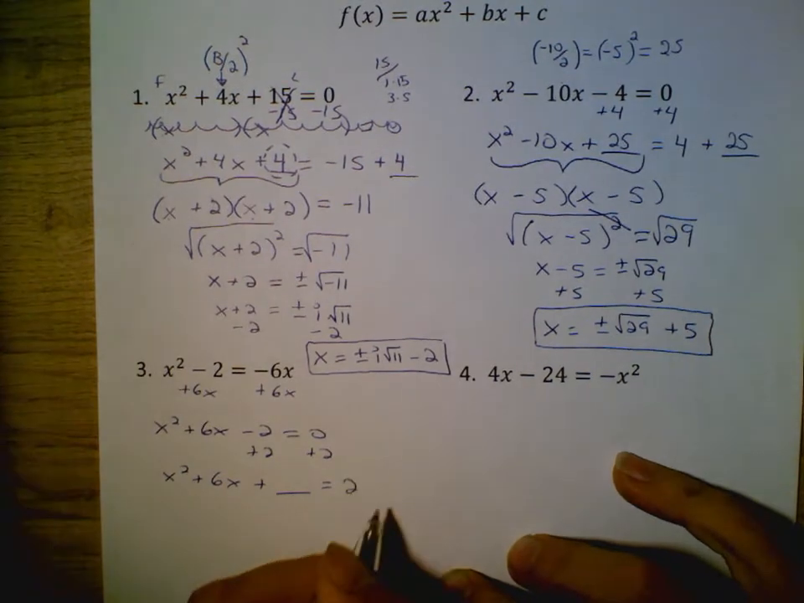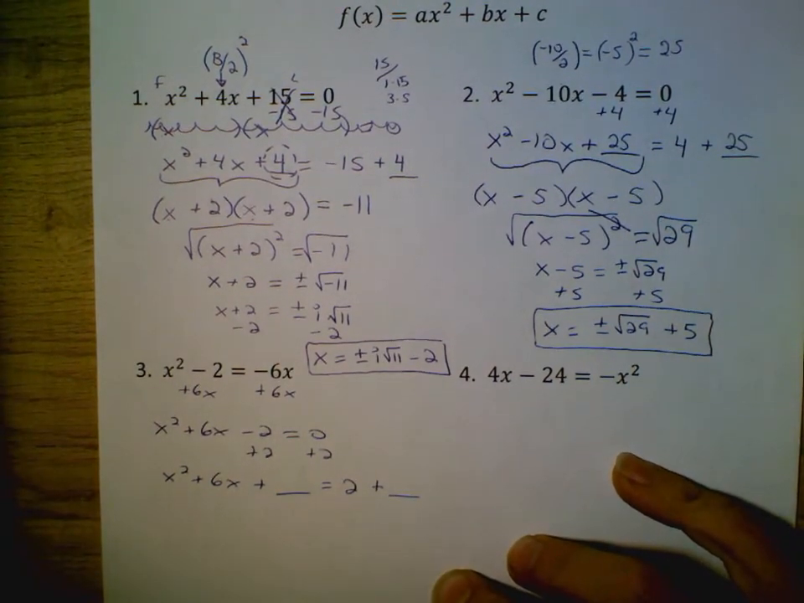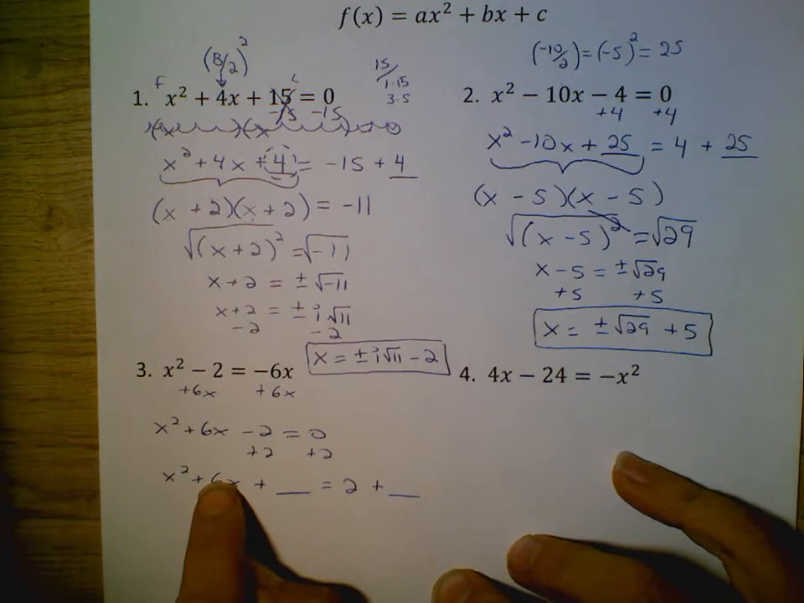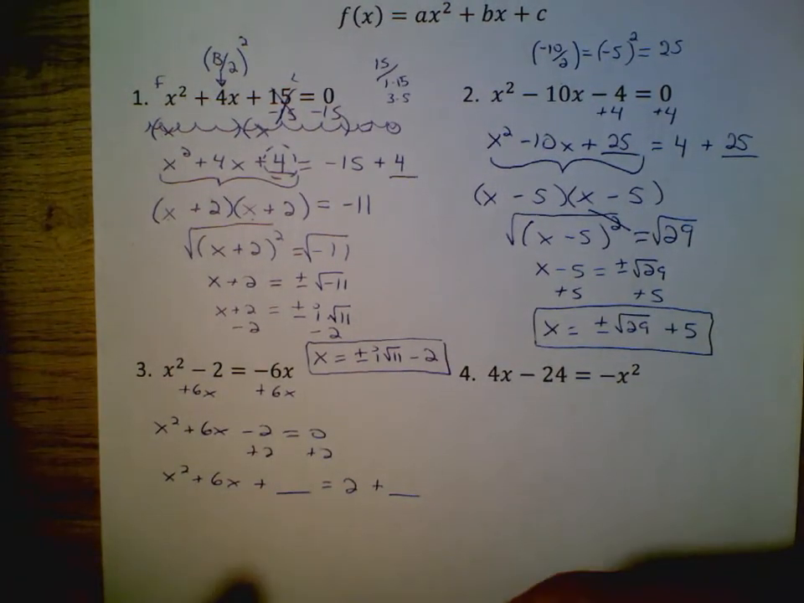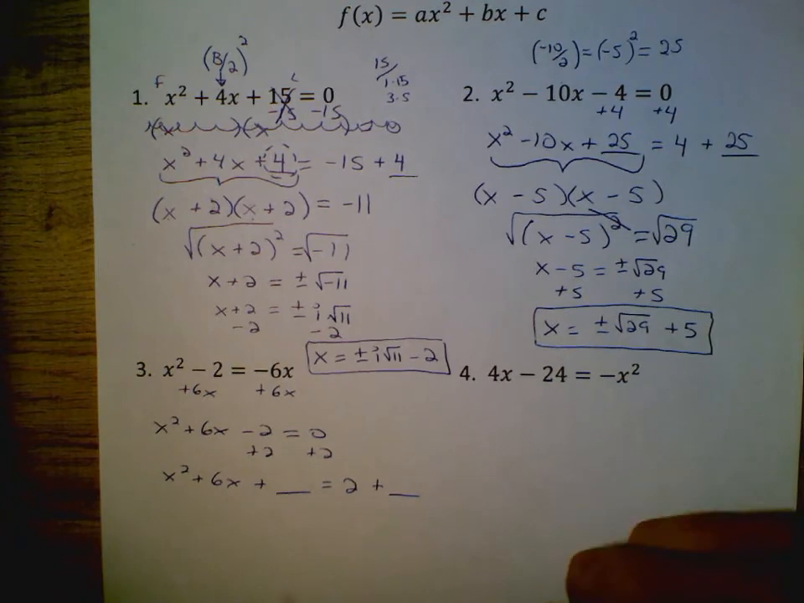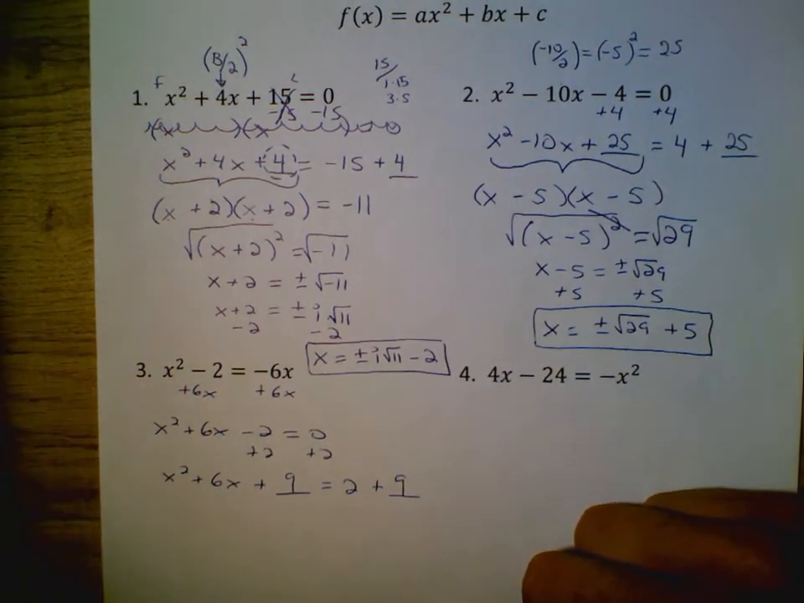That equals 2. And then because I'm adding something to this side, I have to add it to the other side. Now, the key here is how I get this number. I take half the middle. Half of 6 is 3, but then I have to square it, right? I'm completing the square, I need a square. 3 squared is 9. Okay, so I'm adding 9 to both sides.